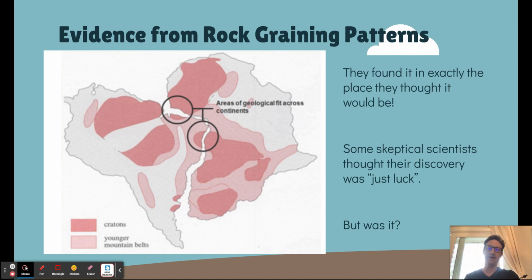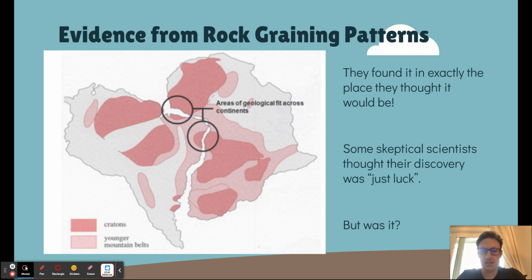And here is the evidence that they found. When you look at this map, here is South America and here is Africa. And this is the idea that Wegener had, although he couldn't prove it. This is how he thought the continents were put together. They found the rocks of similar striations and color and lines. They found them exactly in this place they thought they would be.